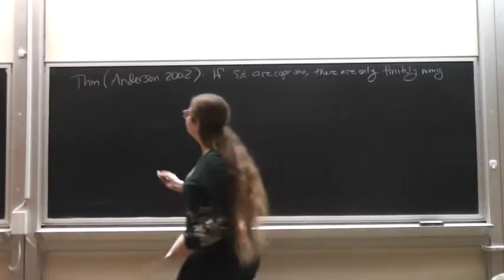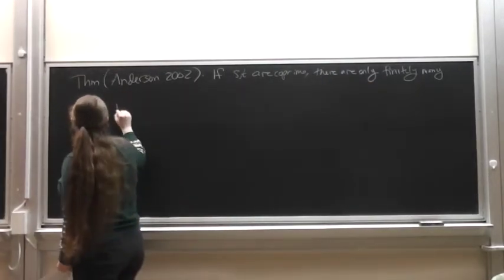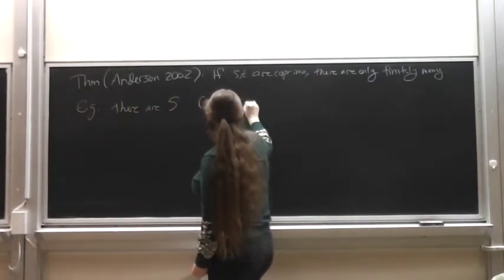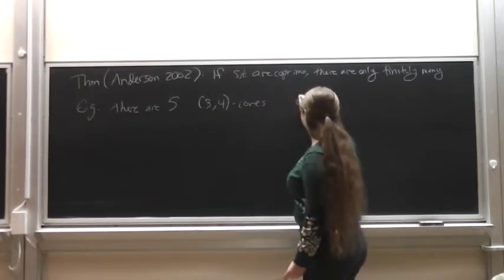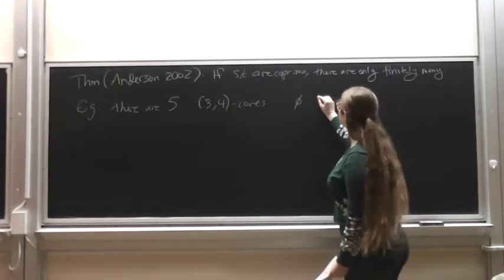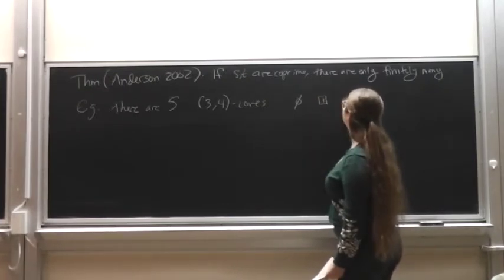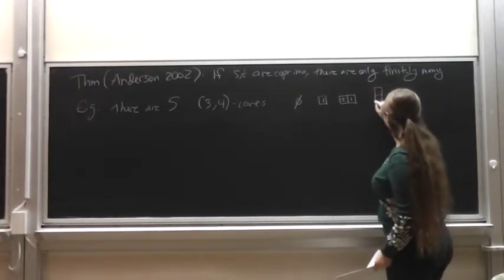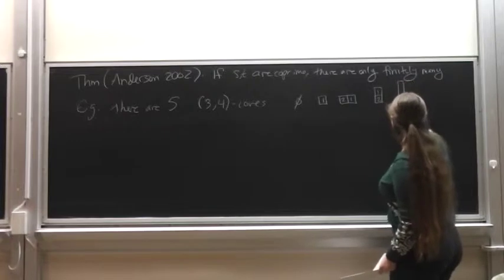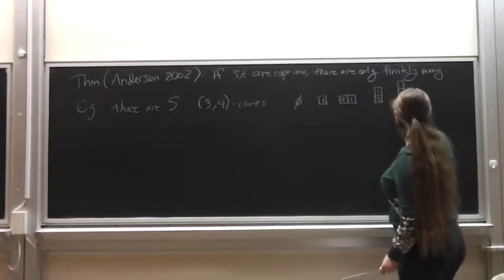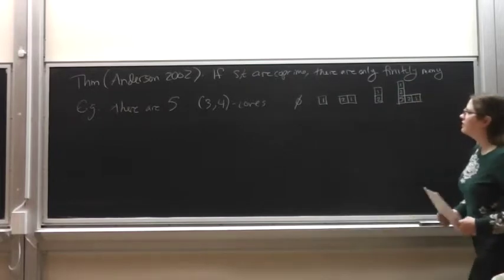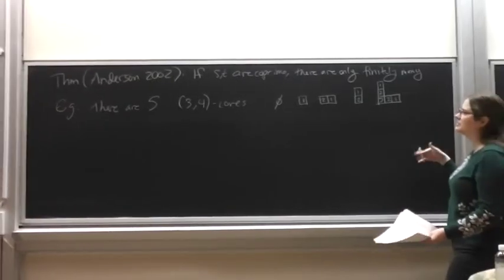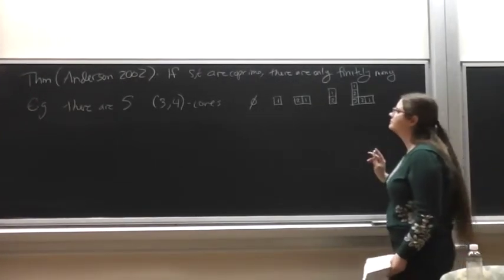So just as a little example, very little, there are only 5 3-4 cores, and they look like this. The empty partition, that counts. 1, 2 1 1, and 3 1 1. You can see there are no hooks of size 3 or 4 anywhere in there, and I claim that this is all you can do. Any other partition will have a hook of length 3 or 4.